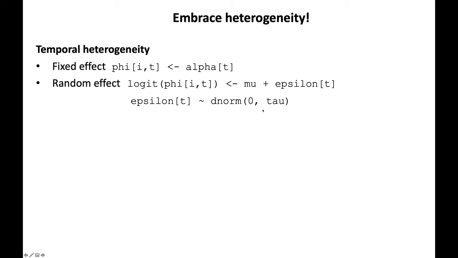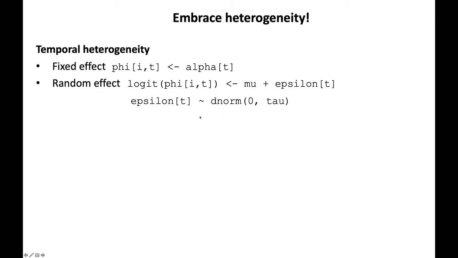So mu here is the mean survival on the logit scale. Careful, always remember that it's on the logit scale. So it's linear on the logit scale. So it's your mean survival, and epsilon here, and more specifically the variance or the precision, whatever you call it, captures the year-to-year variation around this mean in survival, again, on the logit scale, right? So you estimate just two parameters, mu and the variance, instead of one parameter per time interval.